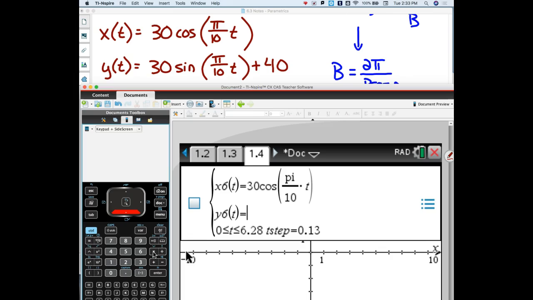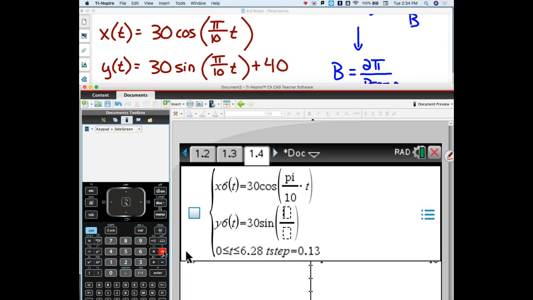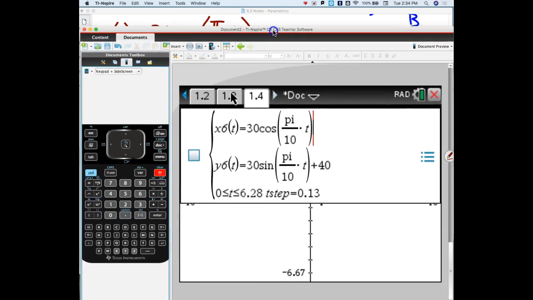And then I've got 30 times the sine of, again I have a fraction, pi over 10 times t, then plus 40. There we go. Okay. Yes? So when I hit enter, I should see my Ferris wheel, correct?